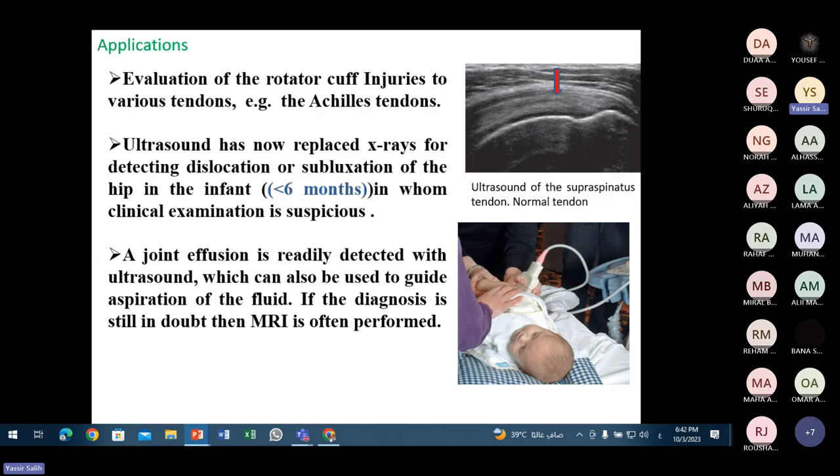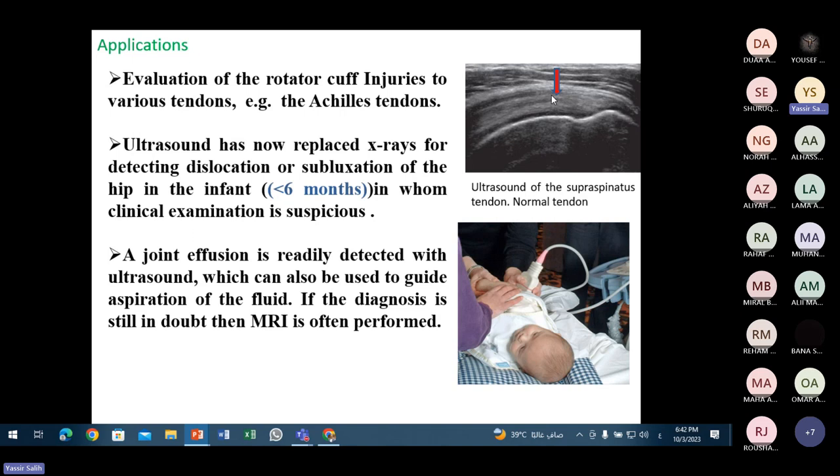The application of ultrasound in MSK can be done for evaluation of the rotator cuff. The rotator cuff is composed of many tendons: supraspinatus, infraspinatus and subscapularis. The rotator cuff can be assessed by ultrasound, although MRI is of course better. This is an ultrasound of the supraspinatus tendon, which appears normal.